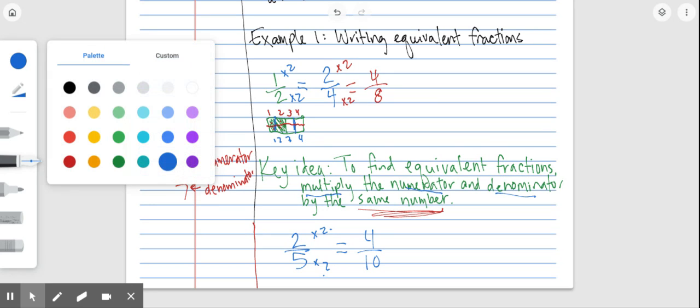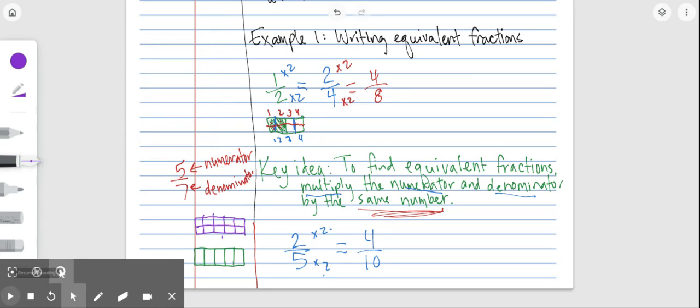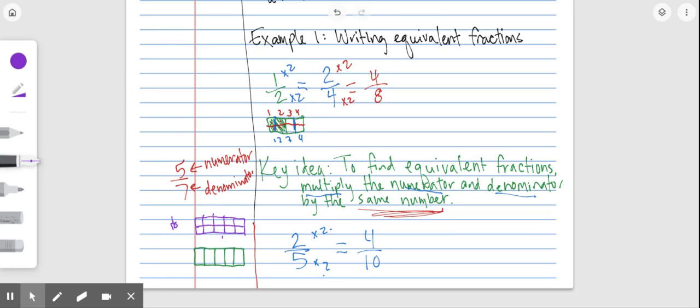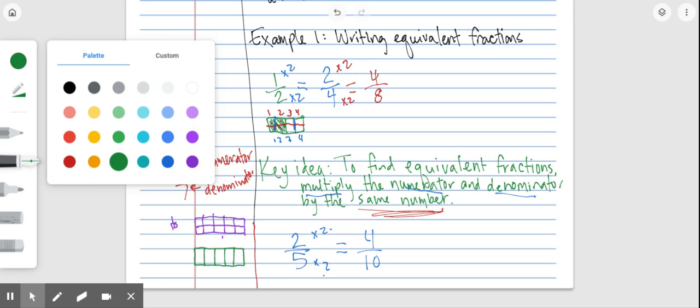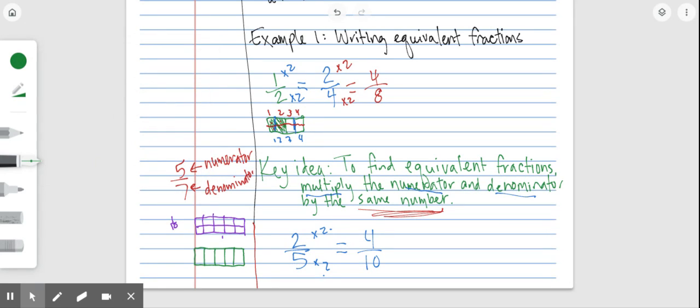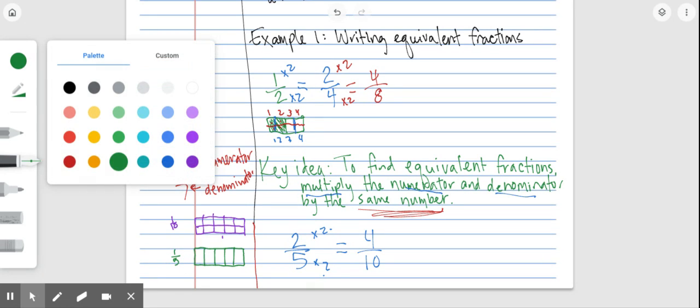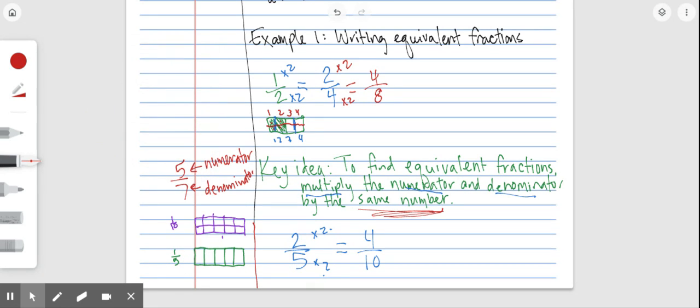If I draw a little diagram over here on the left. All right, notice this top one is broken into 10 pieces, so these are each 1/10 pieces. And the bottom one's broken into 5 pieces, which means each one is a 1/5 piece. Okay, so then let's shade it in. If I'm shading these in, we're going to shade in 2/5.